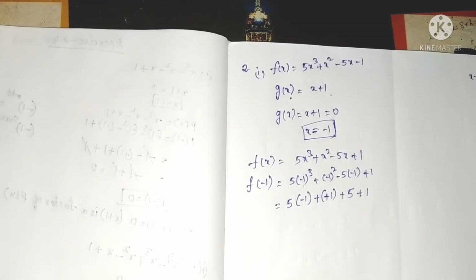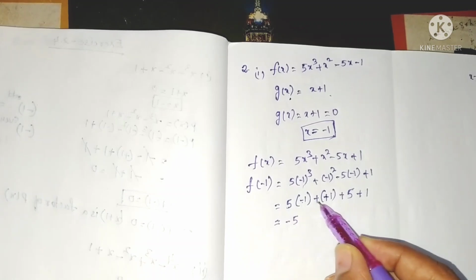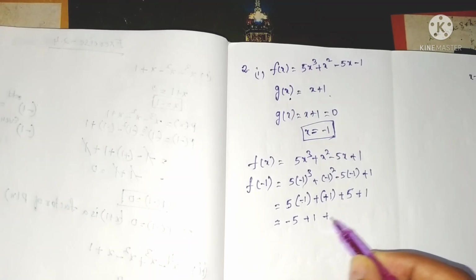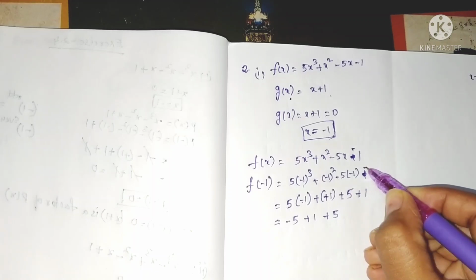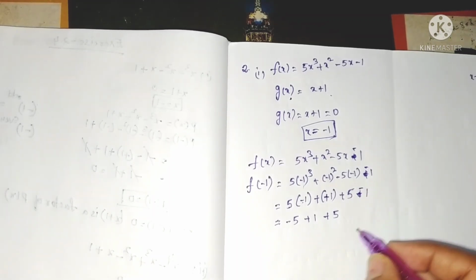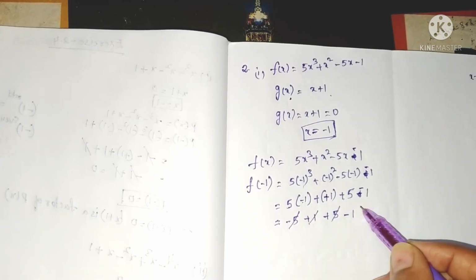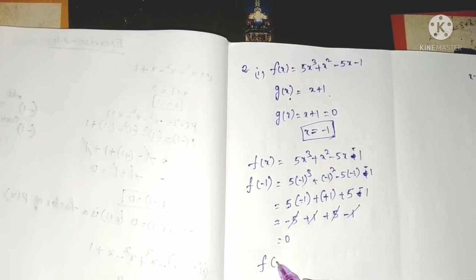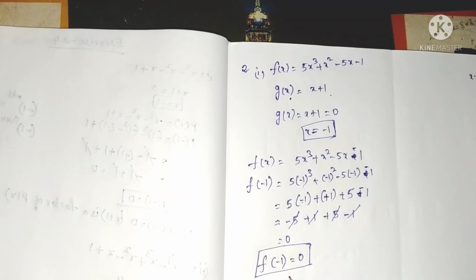Okay, now you see 5 into minus 1 is minus 5, plus into plus is plus 1, and here plus 5. Sorry, this is minus 1. Okay, minus 1 and minus 1. This is also minus 1. Now you see minus 5 plus 5 plus 1 minus 1 will get cancelled. So the final answer is 0. f of minus 1 is equal to 0. So the remainder is 0.